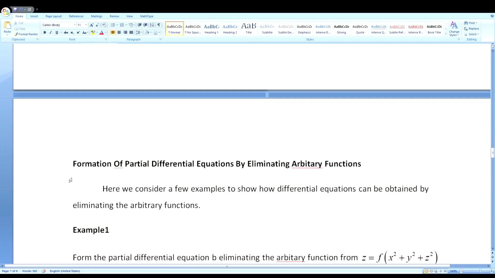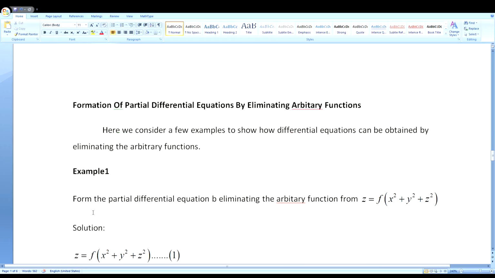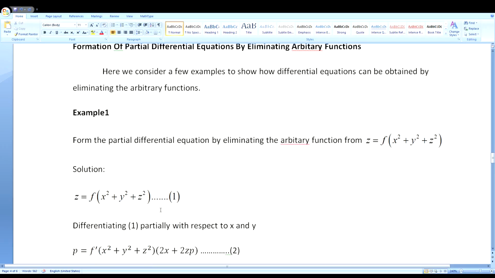Now let us form the partial differential equation by eliminating arbitrary functions. Form the partial differential equation by eliminating arbitrary functions from the equation z equal to f of (x square plus y square plus z square). Now this is the equation.